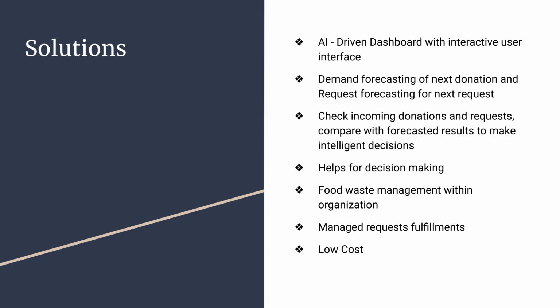So our solution offers an AI driven dashboard with an interactive user interface that uses machine learning to forecast upcoming demand and supply of food items based upon the historical data. The flow starts with checking for incoming donations and requests, and also uses the forecasted results alongside the inventory database to make intelligent decisions. Our solution also provides food waste management within that particular organization, and also manages request fulfillment to the needed individuals, all on a low cost basis.